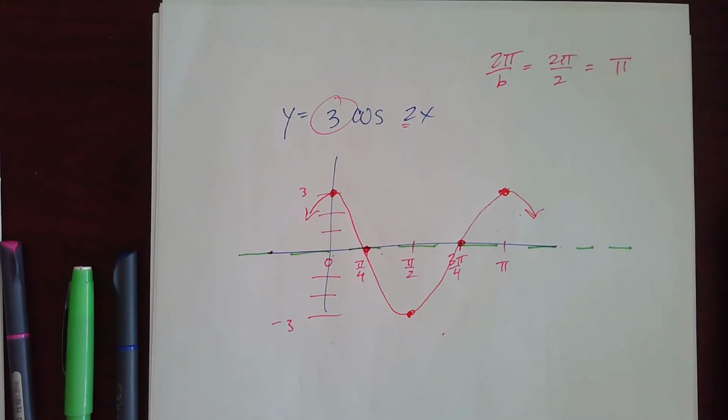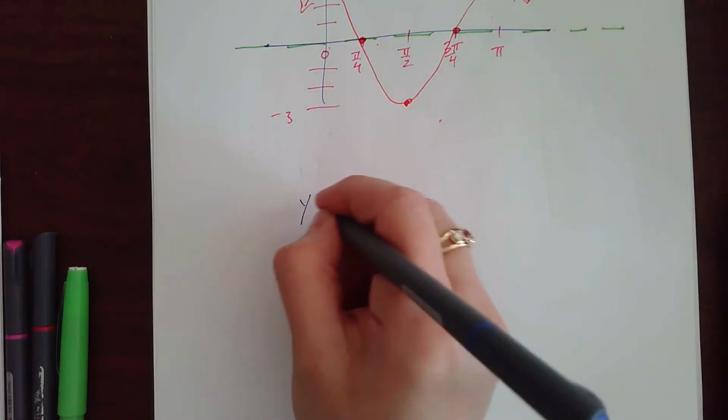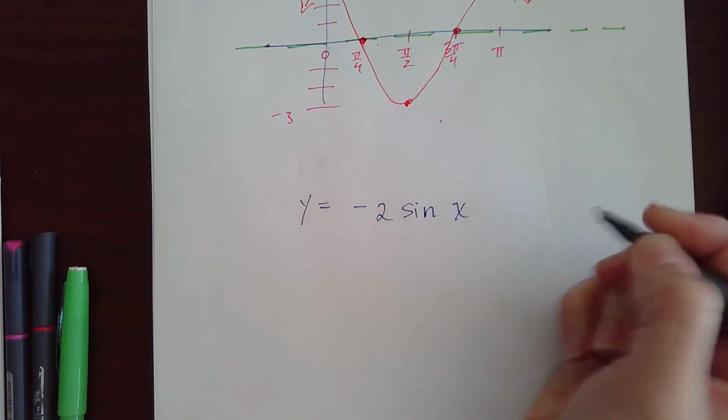Okay, let's keep going. Let's graph one that has a reflection. We haven't talked about that yet. So let's graph -2 sine of x.